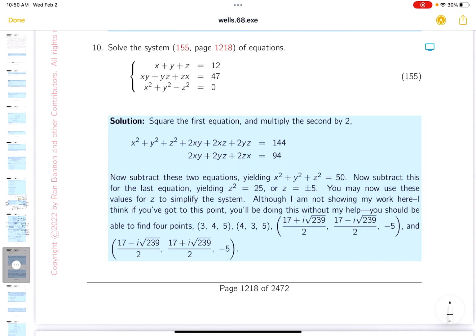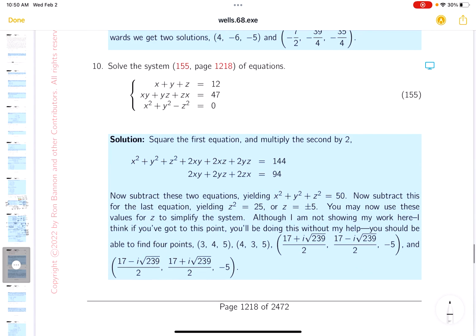So if you squared that, I'll write this down for you. If you were to square x plus y plus z, it's a really simple squaring problem, by the way. And what do you get? x squared plus y squared plus z squared plus twice xy plus xz plus yz. That's what you'd get if you squared that.